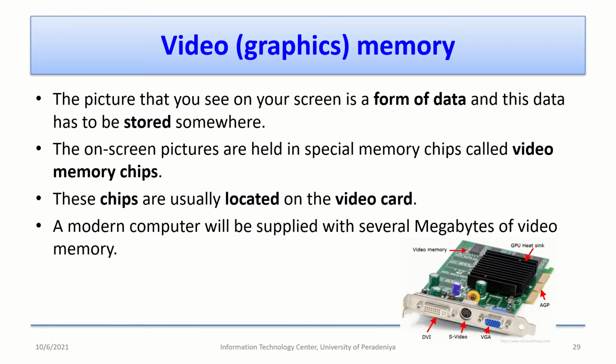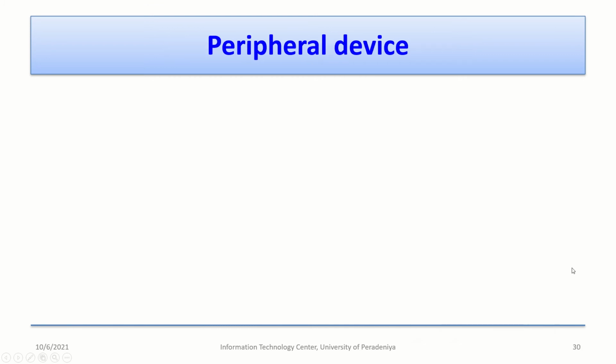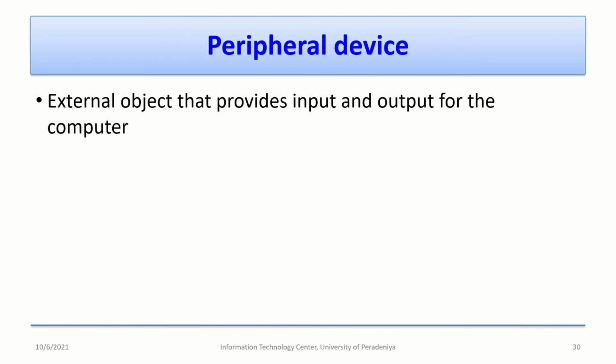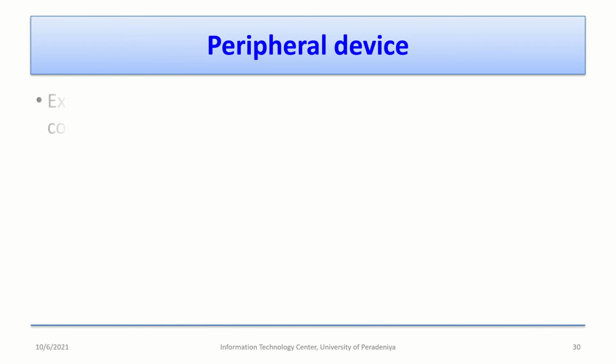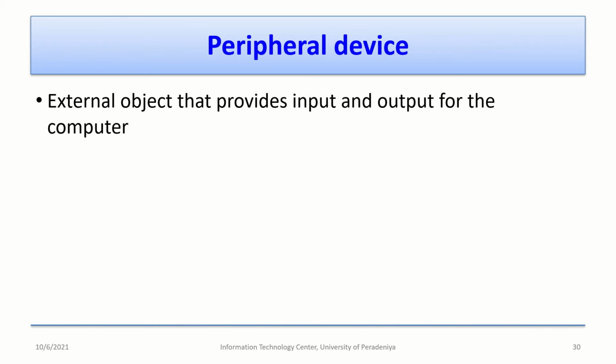So this is a video card, right? So this is the sample of video card. Okay, and then the next one is peripheral devices. What are peripheral devices? Any external object that provides input and output for the computer can be called peripheral devices, right?